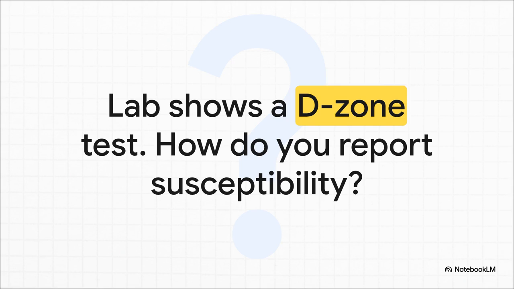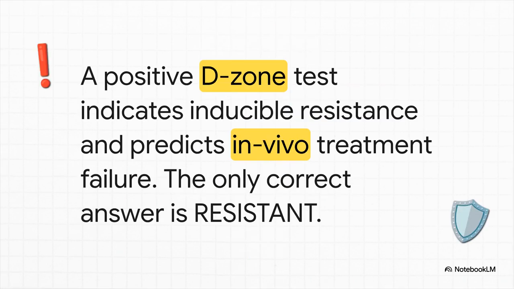All right, last question. And this one really gets to the heart of that hidden danger we talked about, inducible resistance. The lab report for a staph infection comes back, and you see that D-shaped zone around the clindamycin disc. How should that susceptibility be reported? The answer is simple, and it's the only right answer. You report it as resistant. A positive D-zone test is a prediction of failure in the patient, plain and simple, even if other tests say it's sensitive. And that's really the crucial thing to take away from all of this. You have to look beyond the surface of a lab report to be a smart, effective, and safe clinician.